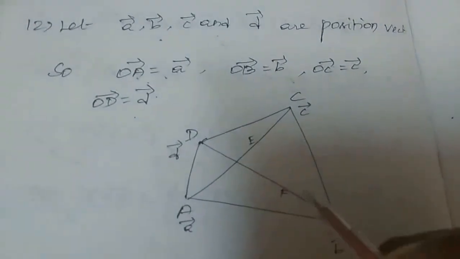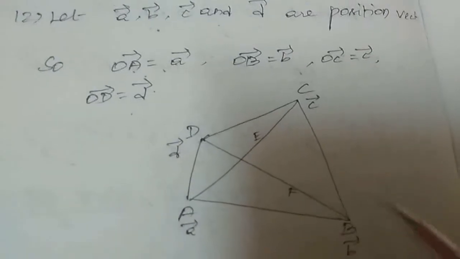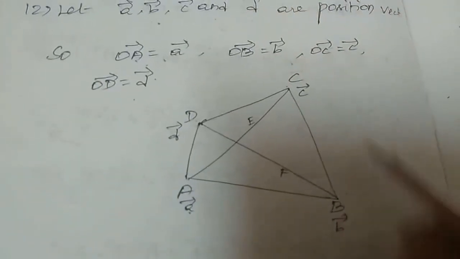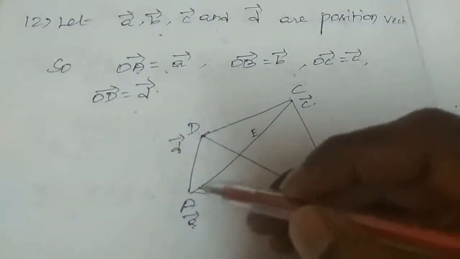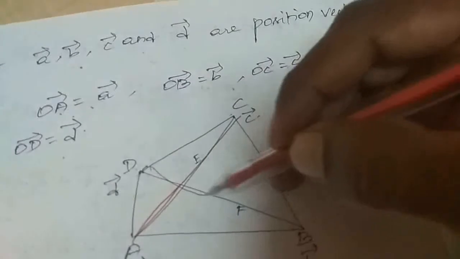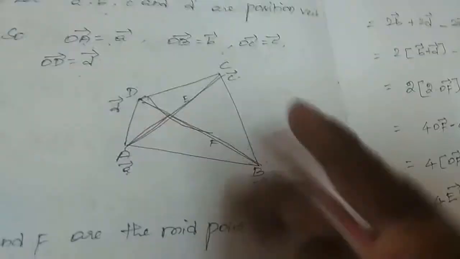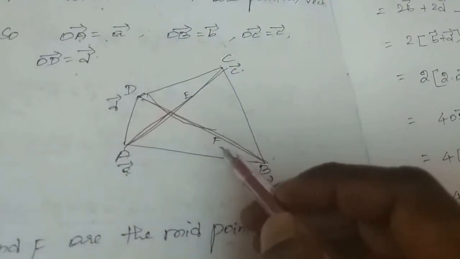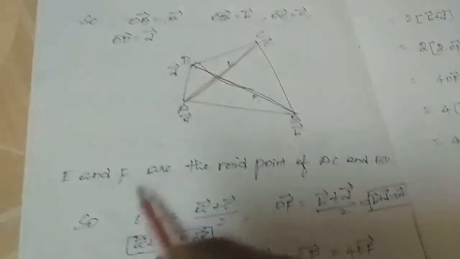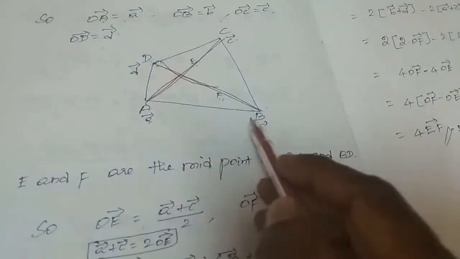It is a quadrilateral. So A vector, B vector, C vector, D vector are here, with position vectors small a vector, small b vector, small c vector, small d vector. It is one of the diagonals. It is another diagonal. The midpoint of one is called E. The midpoint of the other is called F. So E and F are the midpoints of AC and BD.